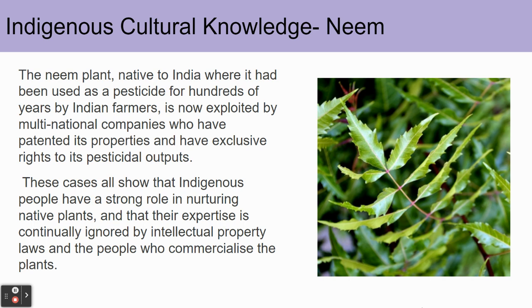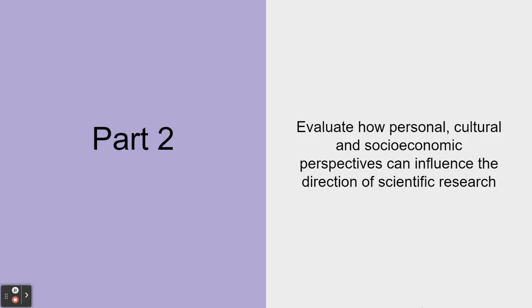And then the last plant is the neem plant, which is native to India and used as a pesticide, but is now exploited by multinational companies. So all of these cases show that Indigenous people have a strong role in nurturing native plants, and that their role here can be overtaken by big businesses who just want it for their economic and political gain, I guess.